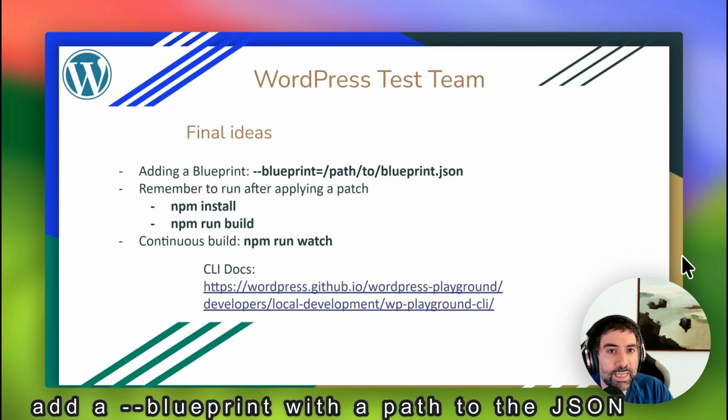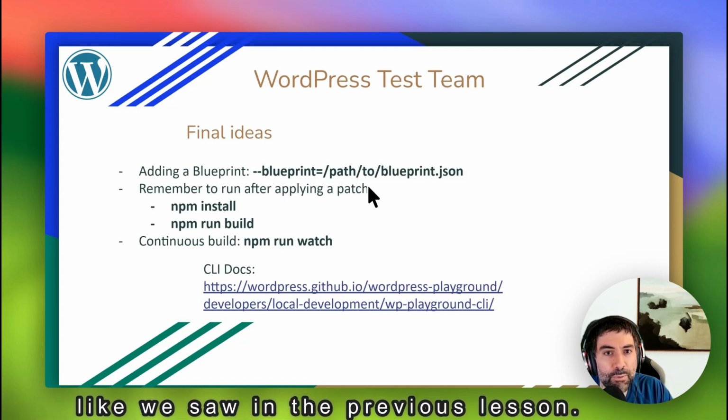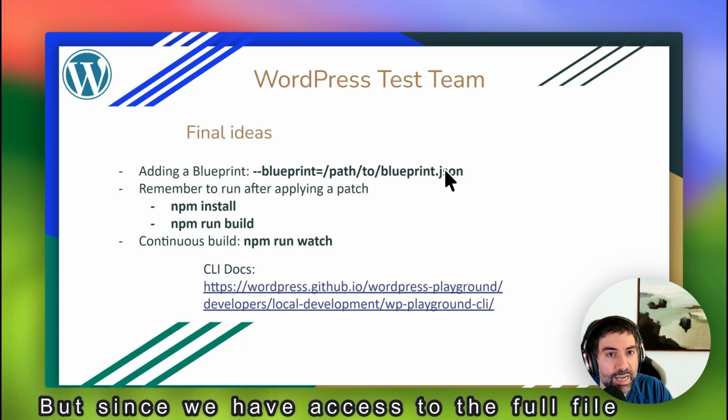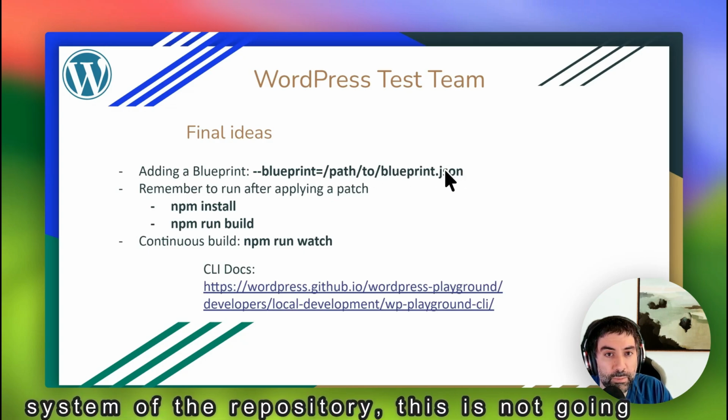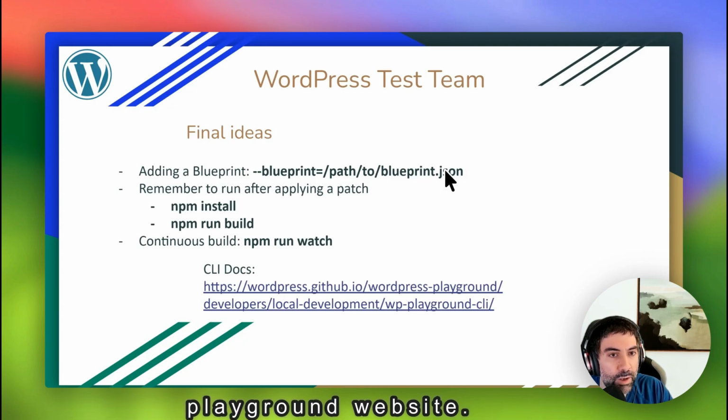We could also add a --blueprint option with a path to the JSON file to load the Playground with a blueprint, like we saw in the previous lesson. But since we have access to the full file system of the repository, this is not going to be as critical as when we use the Playground website.